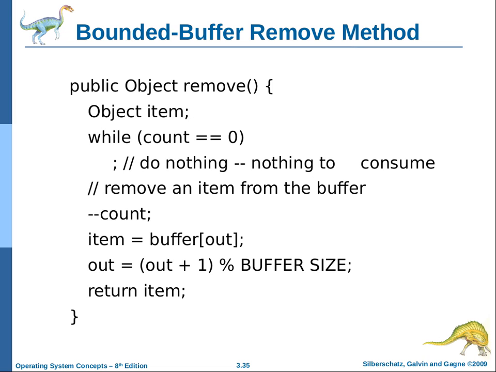All right, decrement count, get that item, increment out. If you look at that circular buffer, return that item that we just grabbed.